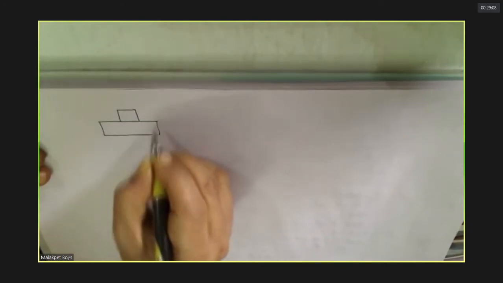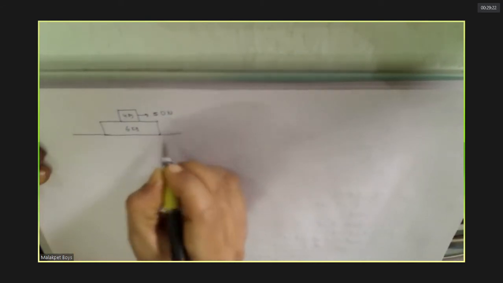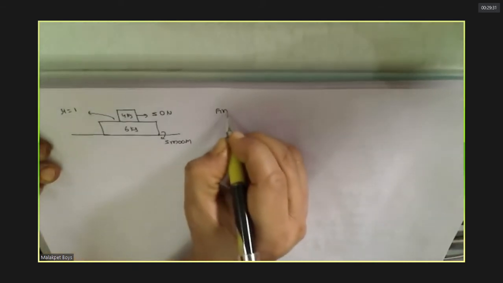Now let us review a few more problems so that you'll have some more idea of how to solve these types of problems. See, let us start with another problem. A force of some Newtons is applied. This is 4 kg, this is 6 kg, this is smooth, and this is mu equals 1. Find the acceleration of the blocks.